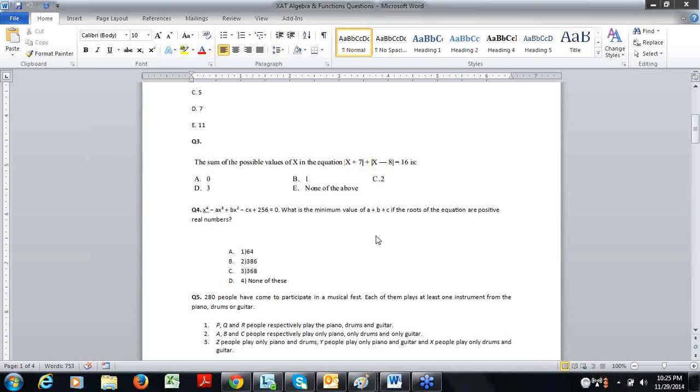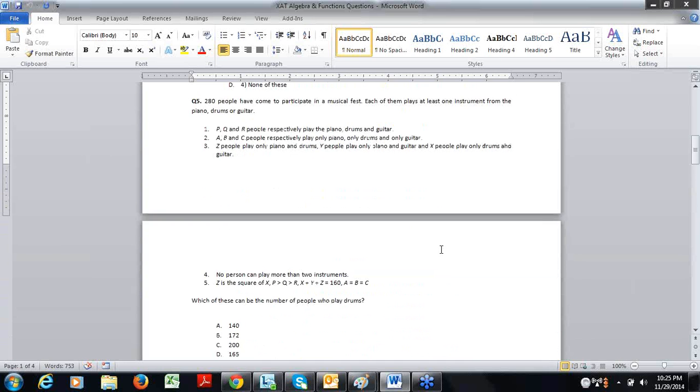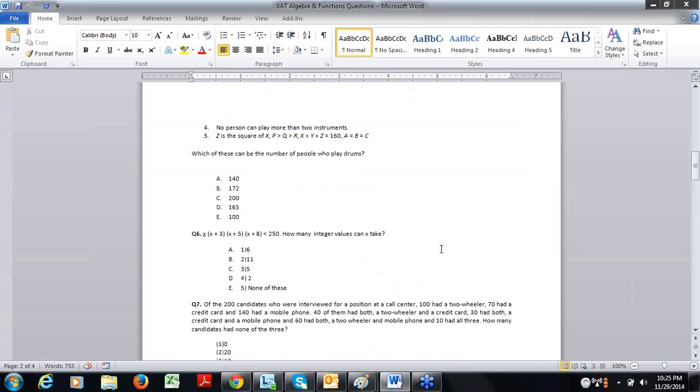See, Krishnan, if you read the question, it is the sum of the possible values of x. One possible value was 8.5, the other possible value was minus 7.5. So the sum will be what? 1. So that is why we don't subtract it, we actually add it. Got it? Okay, Krishnan.